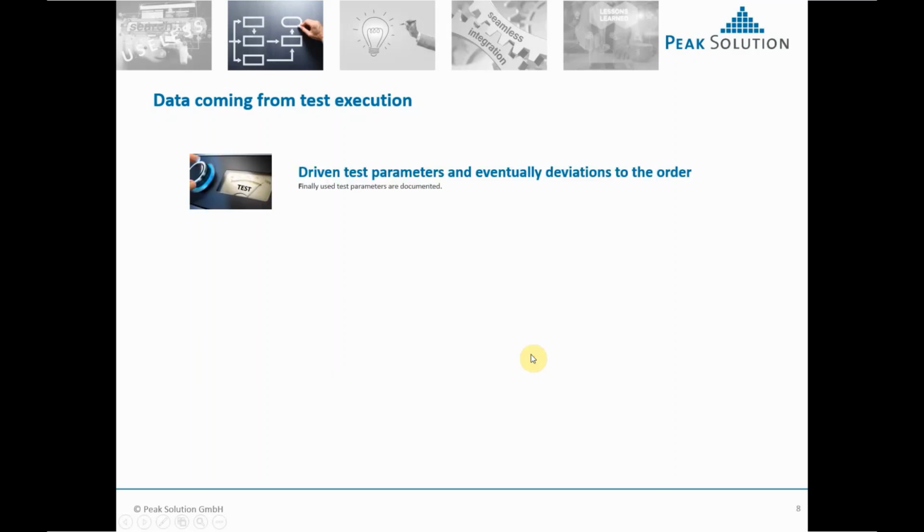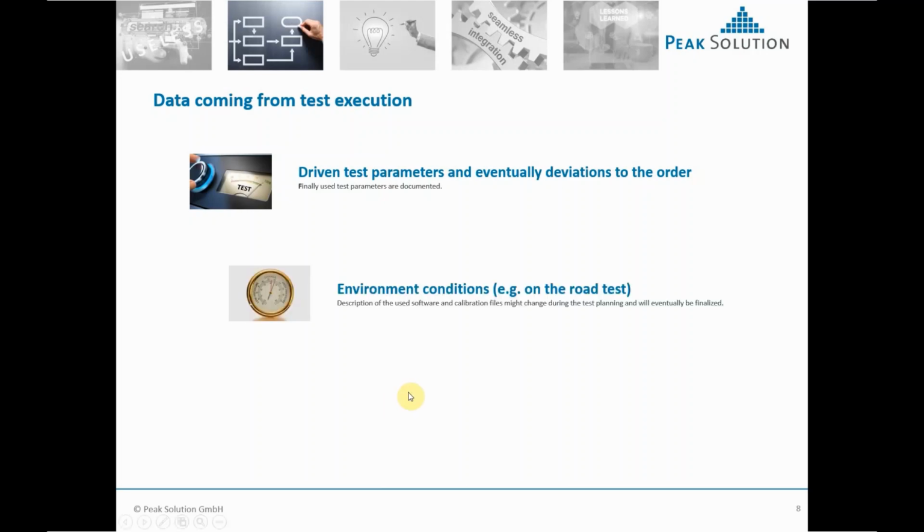Finally, in the test execution, we will collect information like the driver-driven test parameters, for example acceleration, speed curves, test cycles, other values. As the driver-driven test parameters might be different from those we originally ordered, they need to be documented as well. We will find out about environment conditions when we are on the road, for example. And of course, finally, we will record our measured data.